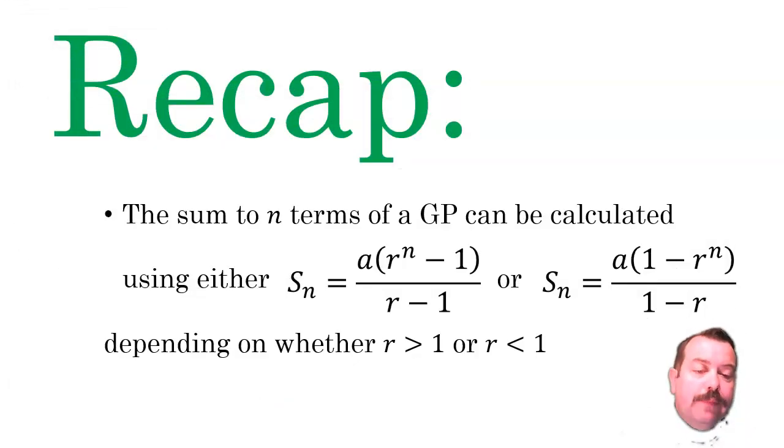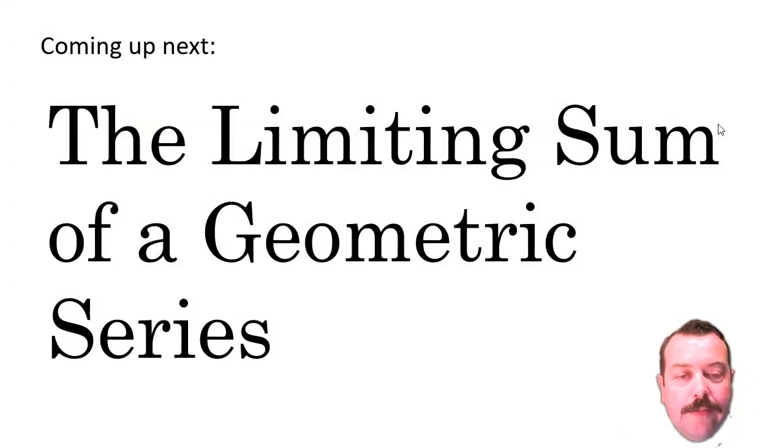That's it for today. Just a reminder, we can find the sum to n terms of a GP using either of these formulas, and we'll probably select those formulas depending on whether r is large or small. Rightio, that's all. If you've got any questions, make sure you ask me in class. Otherwise, next video is going to be the limiting sum of a GP.